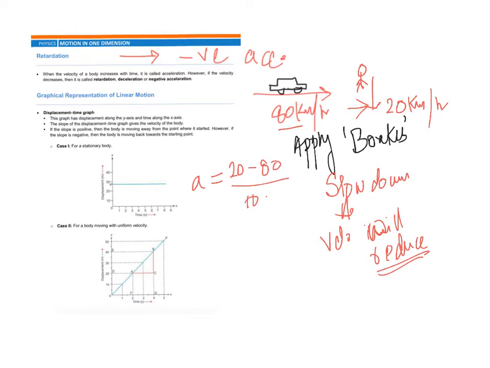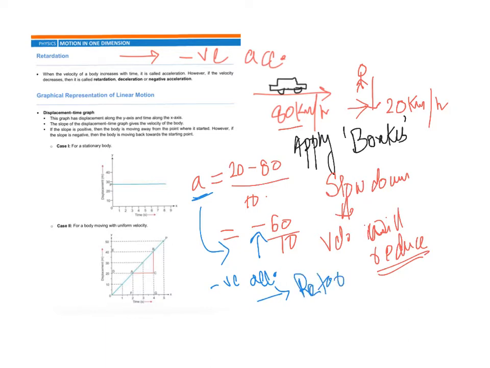Okay. So you see the numerator will be negative. This negative has no significance other than one thing: negative acceleration means it's a retardation. Negative acceleration means my speed has reduced. That is the significance. It's not about negative numbers as such. It means retardation, that I have reduced my speed, I have reduced my velocity. Negative acceleration means retardation. Okay.